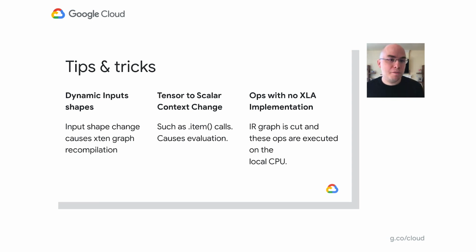The third most common pitfall is if the model code is using some operation that has no XLA implementation yet. That doesn't cause an error, but it causes the IR graph to get cut, and the operation that's not lowered to XLA gets executed on the CPU, which slows things down. We want to stay in the device context as much as possible. When these things happen, we have solutions.